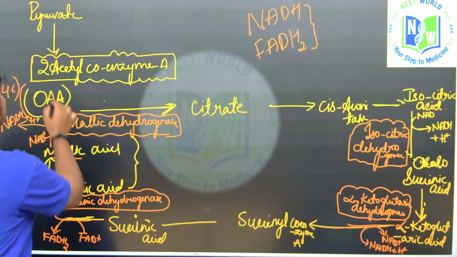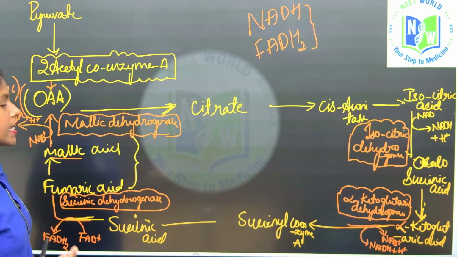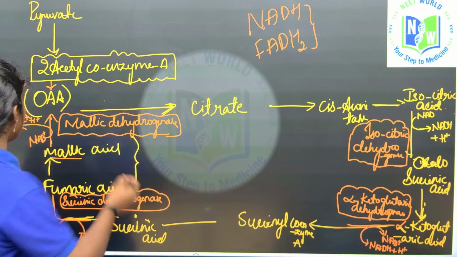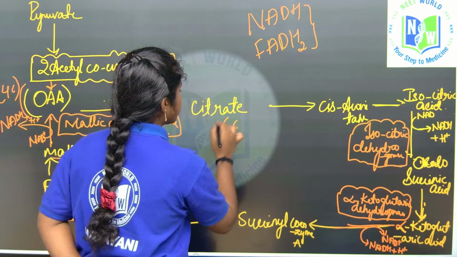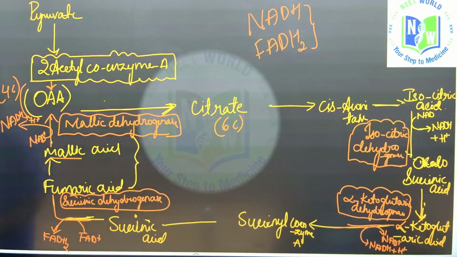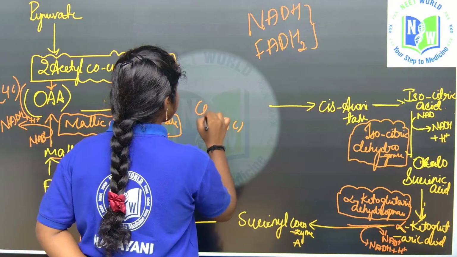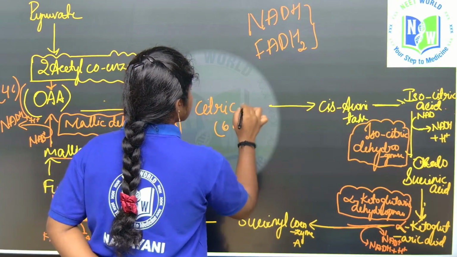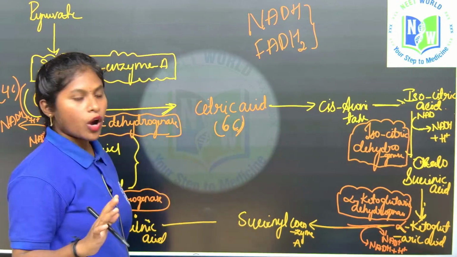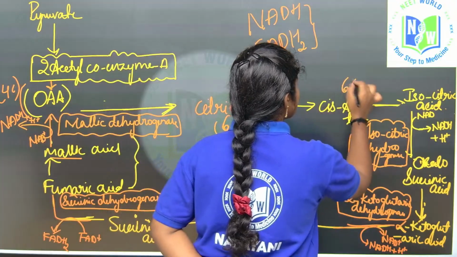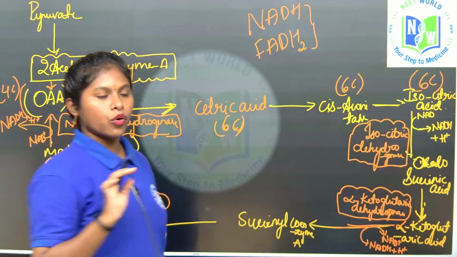When this acetyl CoA combines with this oxaloacetic acid, 4 plus 2, a 6 carbon compound, which means it is combining with oxaloacetic acid and forming the 6 carbon compound, nothing but citrate, right? Nothing but citric acid. So here it is the 6 carbon compound. Cis-aconitase is also a 6 carbon compound only. Isocitric acid also a 6 carbon compound only, right?